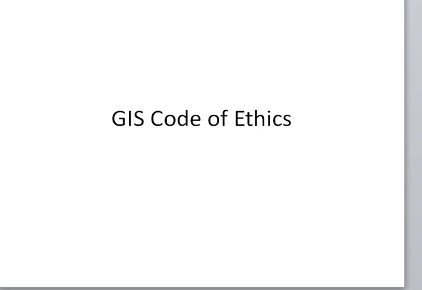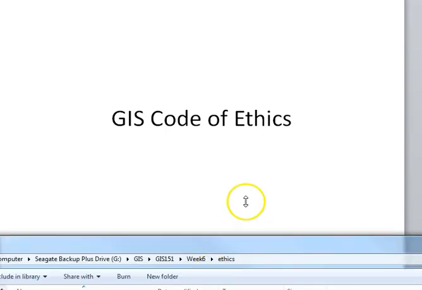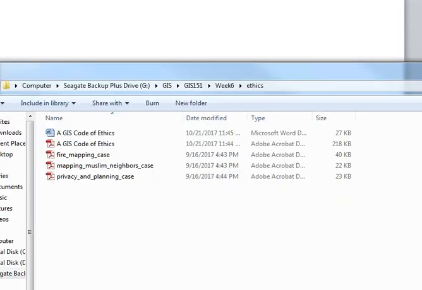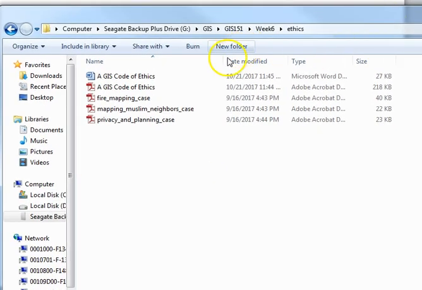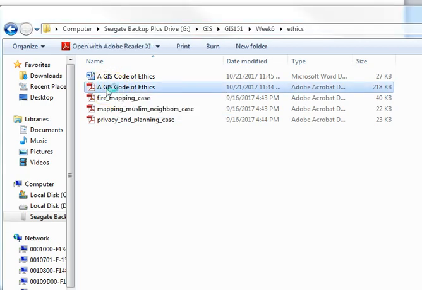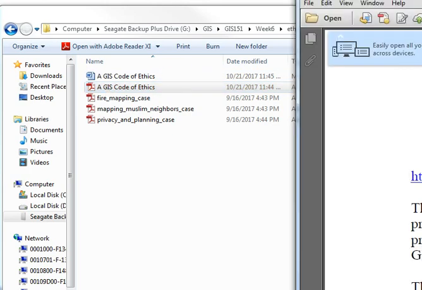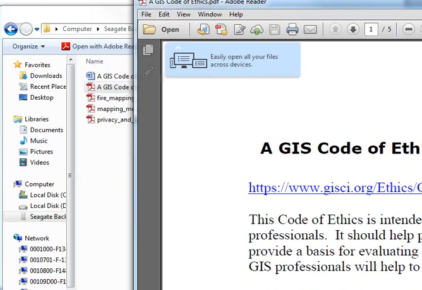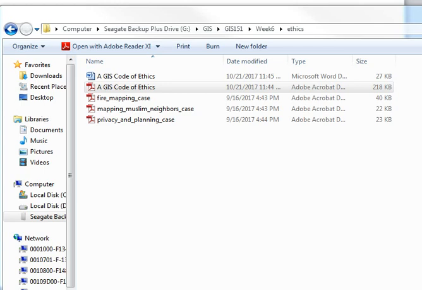This week you're going to look at the GIS Code of Ethics and look at a couple examples of ethical dilemmas. So in one of the folders you will see the Code of Ethics, and it's a pretty short document. I think it's probably a page or so, maybe 2 pages. It's very, very brief.